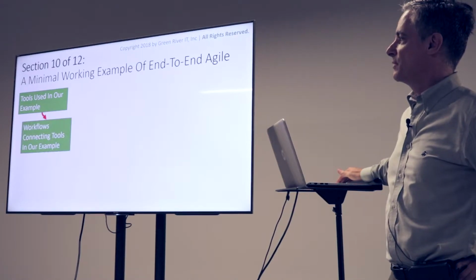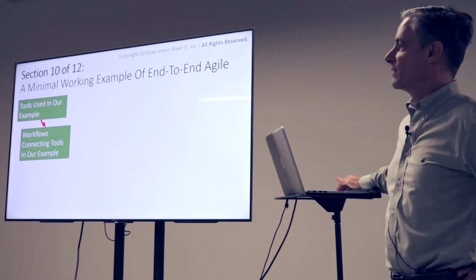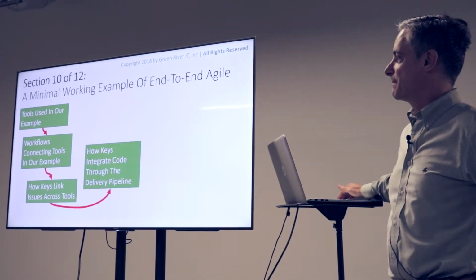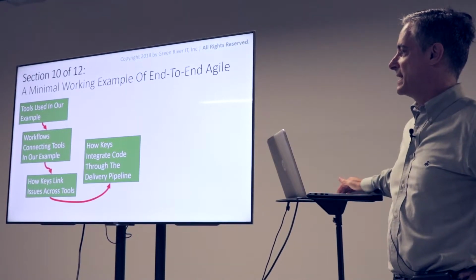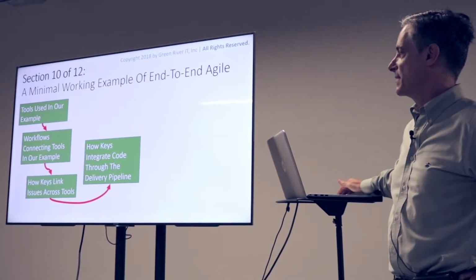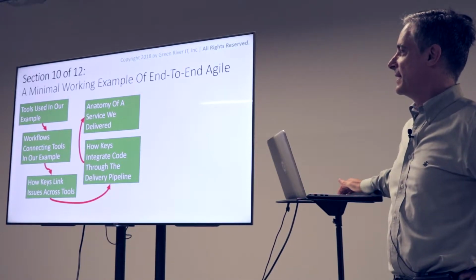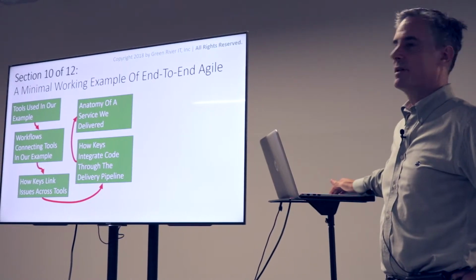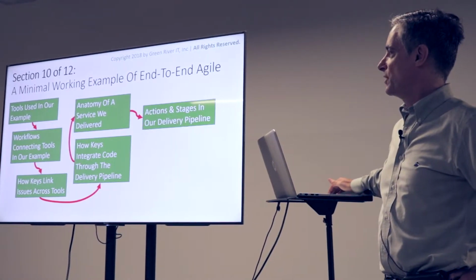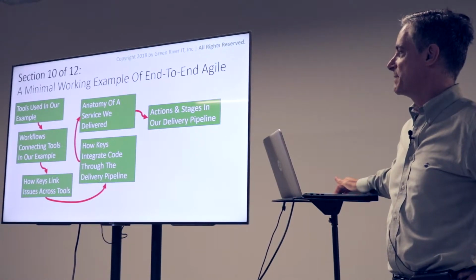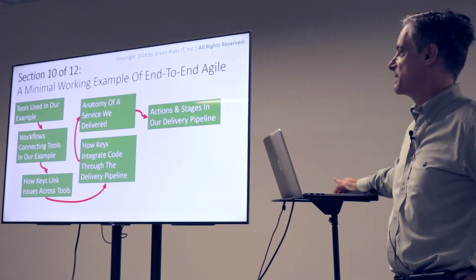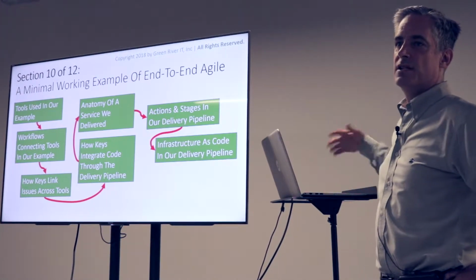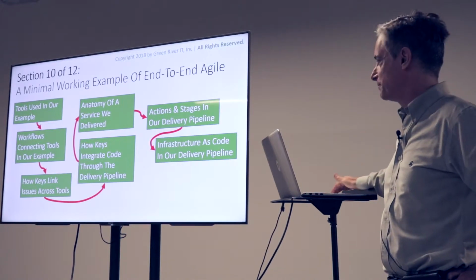I'll show you what the tools are that we used, how we define some workflows for implementing those tools, how we use specific keys in order to integrate those tools together, and how those keys enabled the code to move through the continuous delivery pipeline. And then I'll show you the anatomy of a specific service that we delivered through this pipeline. And we'll show you how the pipeline was broken down into specific stages that had specific actions done in the specific stages. And we'll show you how we were able to define the infrastructure as code, so we're able to just spin up the infrastructure.